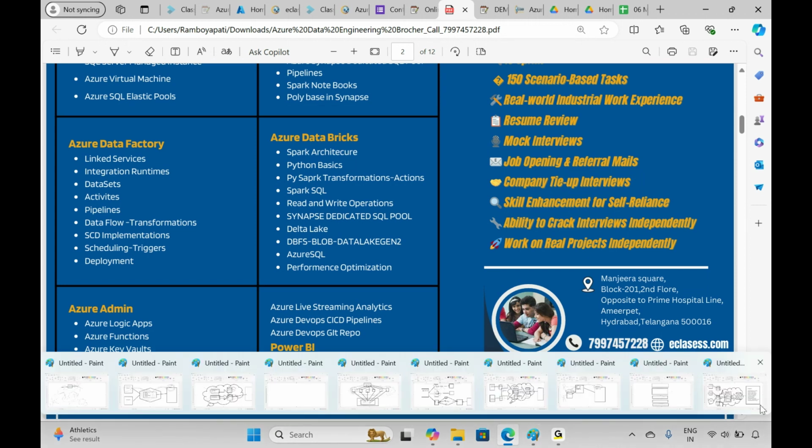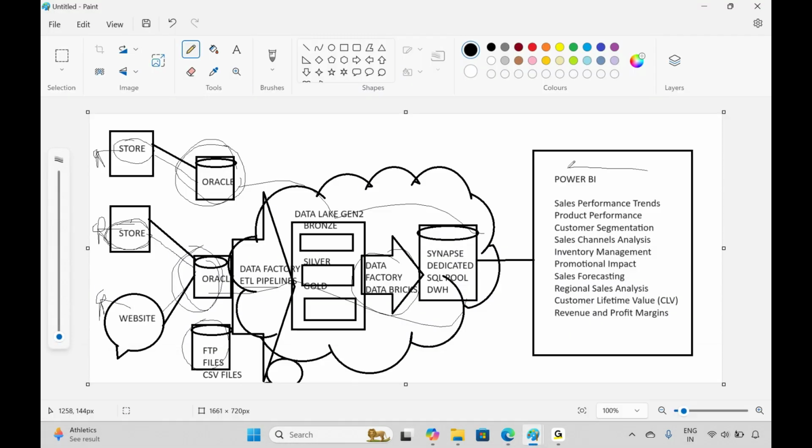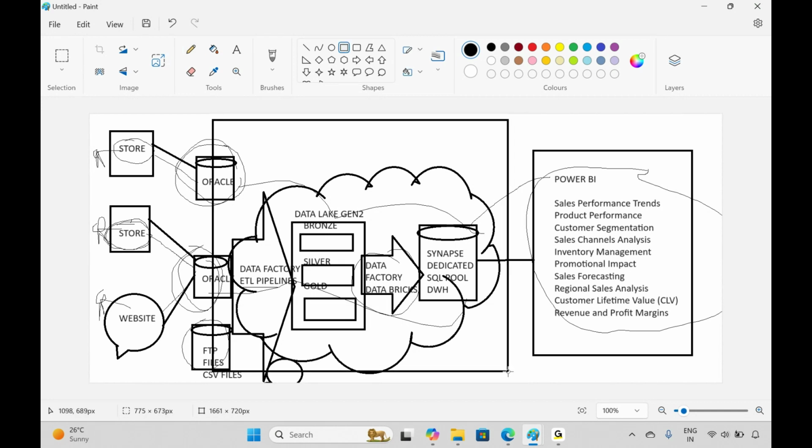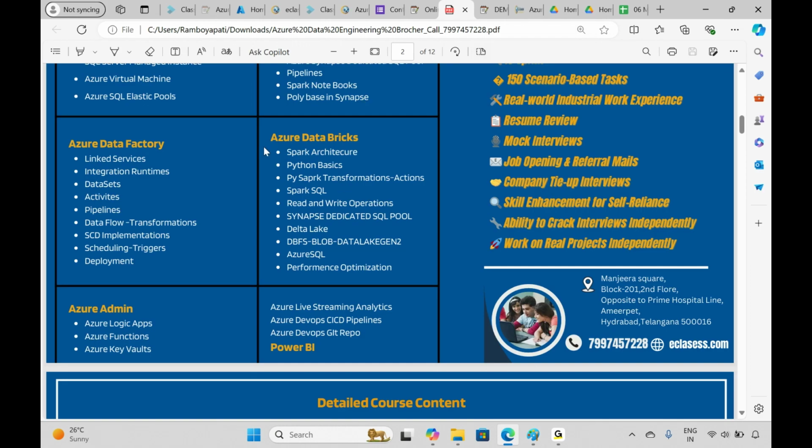What is this Power BI? Power BI is a reporting and dashboarding tool. You can design the reports by taking the data from here to design the key insights about the project. Okay, so as a data engineer, what is your role? As a data engineer, your role is here. You need to extract the data and perform the transformations and loading of the data into the cloud environment by using the services offered by Microsoft Azure.